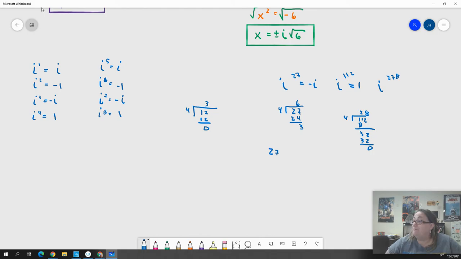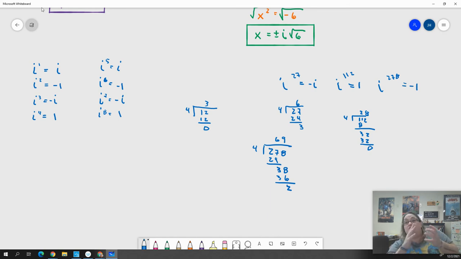278. I don't know what 278 divided by 4 is. 4 goes into 27, though, 6 times, and that gives me 24, which is a remainder of 3. Bring down the 8, making 38. 4 goes into 38 9 times, which is 36, giving me a remainder of 2, which means that this equals negative 1. Does that make some sense to you?